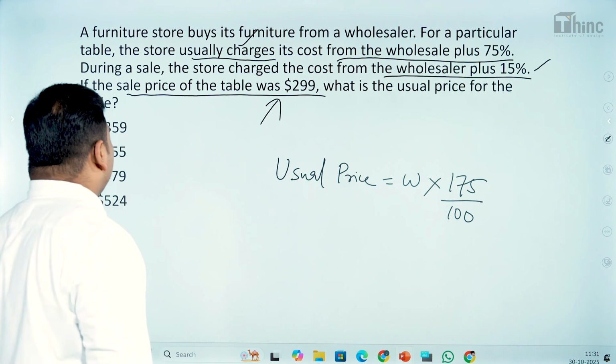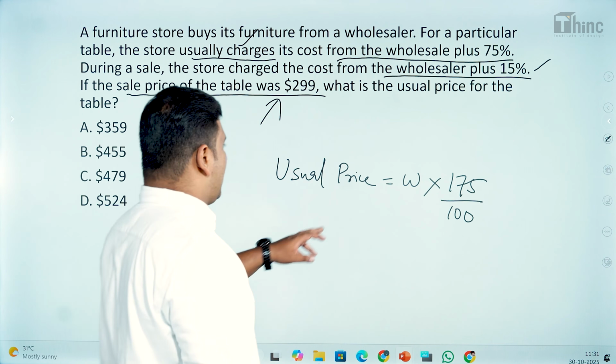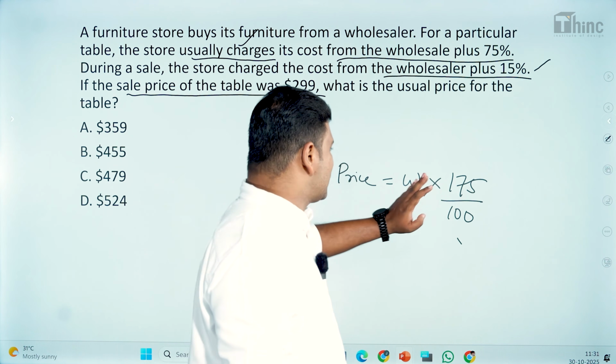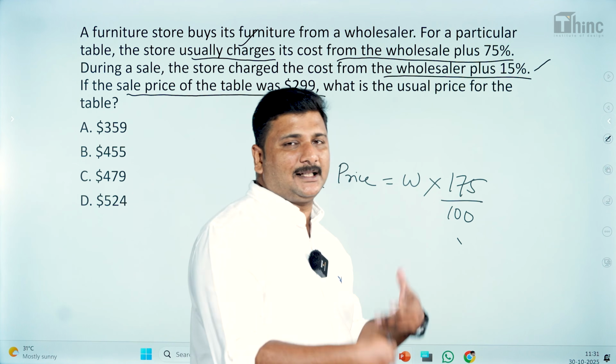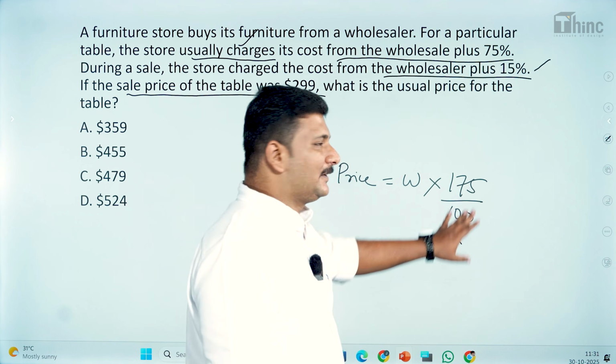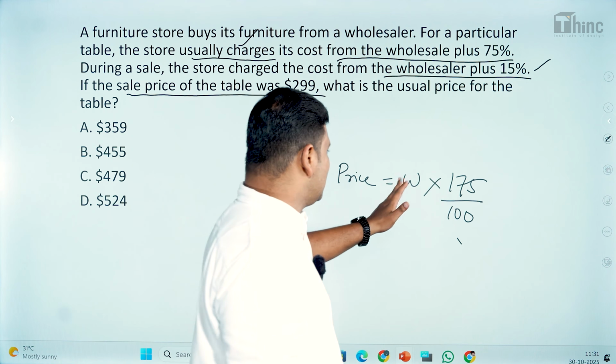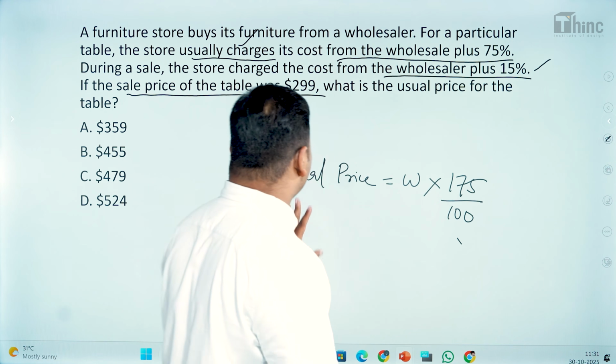Now, during a sale, what happened? So I think most of you understood why I'm doing into 175 by 100. Because to increase a number by 75%, we can directly multiply it with 100 plus 75, 175 by 100. So usual price is wholesale price increased by 75%. So W into 175 by 100 is the usual price.